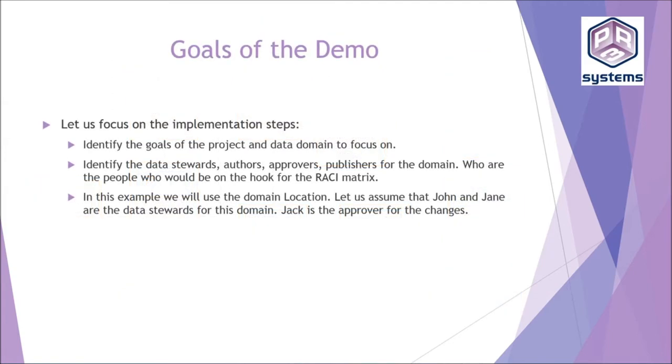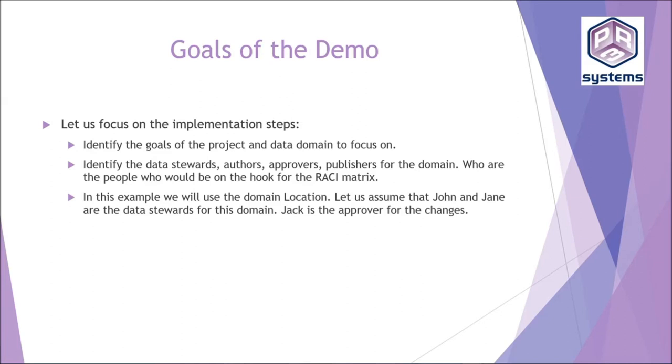So let's focus on the implementation steps. Identify the goals of the project and the data domain to focus on. As I said earlier, you need to be very careful. You cannot boil the ocean. So choose a small data domain which can have a critical impact, but is not very big. Then you identify the data stewards, authors, approvers, and publishers for the domain. Who are the people who would be on the hook for the RACI matrix? RACI stands for responsible, approver, consulted, and informed.